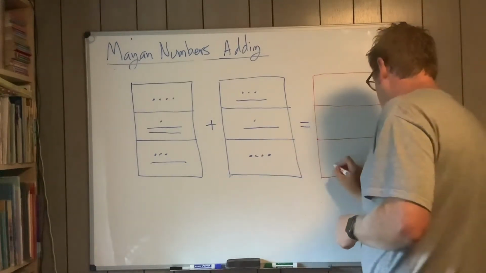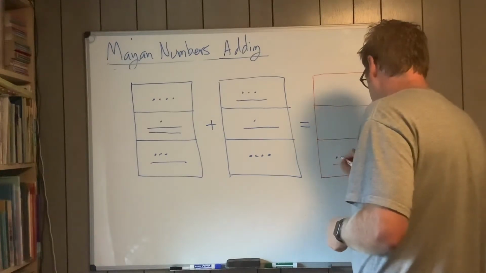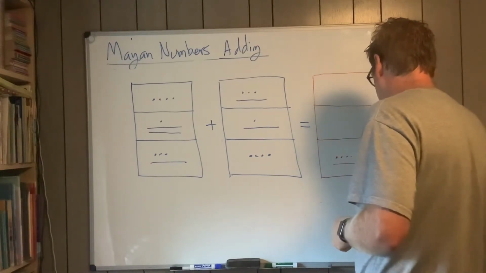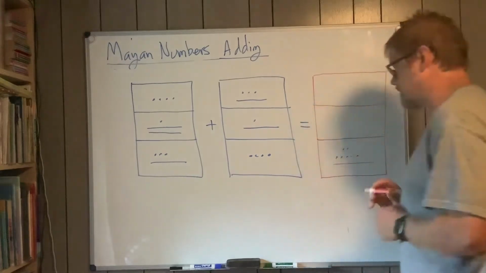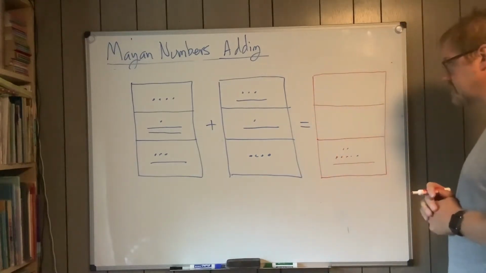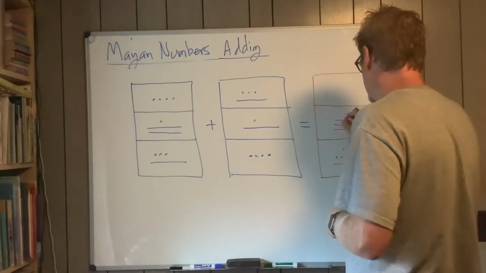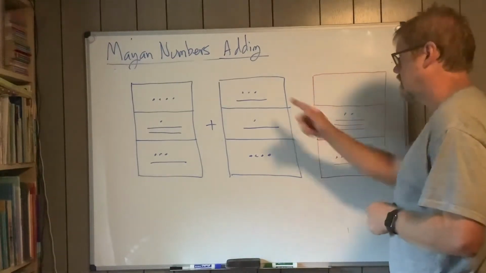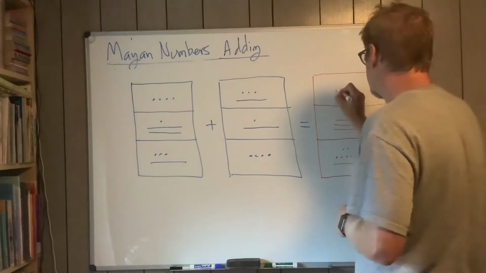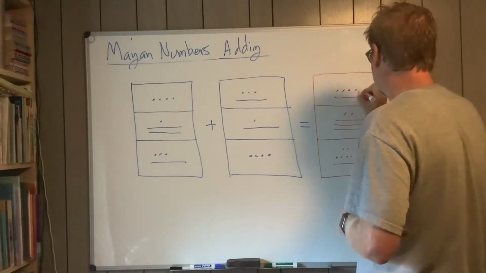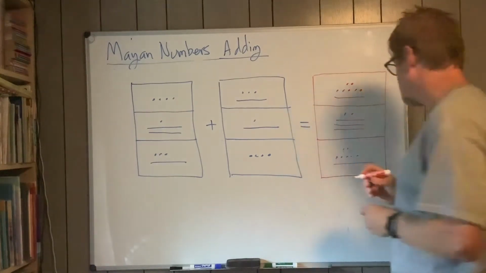So I've got 1 bar, right? And I have 1, 2, 3, 4, 5, 6, 7 dots. I've got 3 bars and 2 dots. And then I have 1 bar and again 7 dots. Okay.